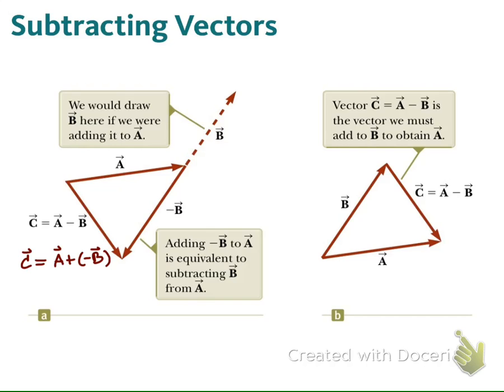In this figure, you can see that this is A, and this is B, and this is minus B. So A minus B is equal to A plus minus B. So A plus minus B is equal to C. So that is the definition of the subtraction.